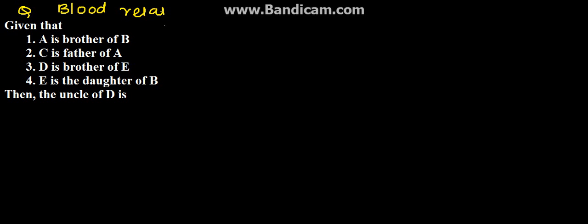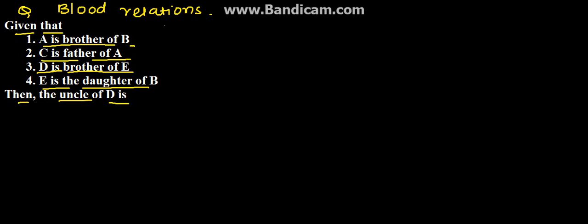So this problem is based on blood relations. It is given that A is brother of B, C is father of A, D is brother of E, and E is daughter of B. Then the uncle of D is. So here we need to find who is the uncle of D.